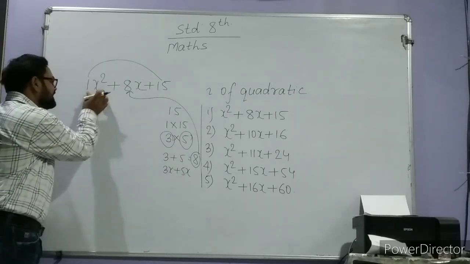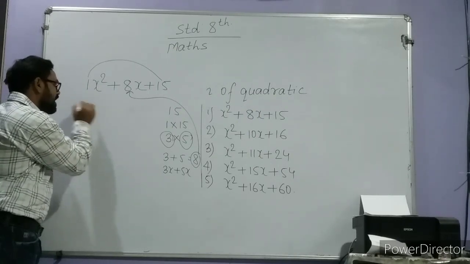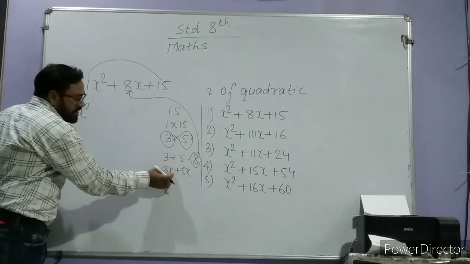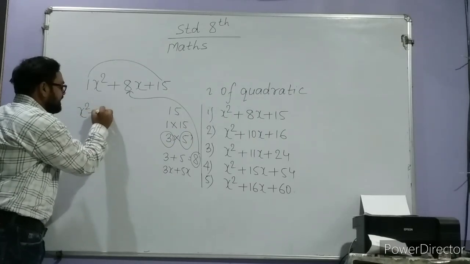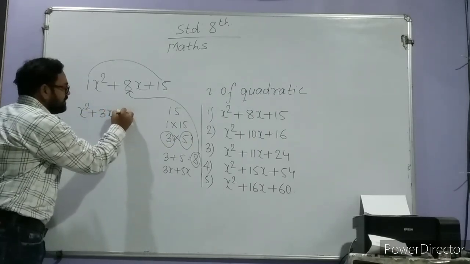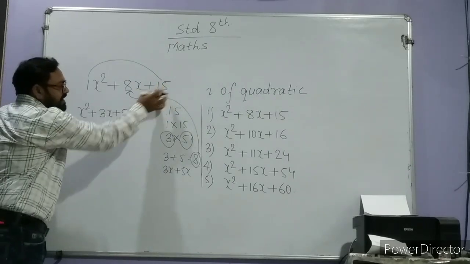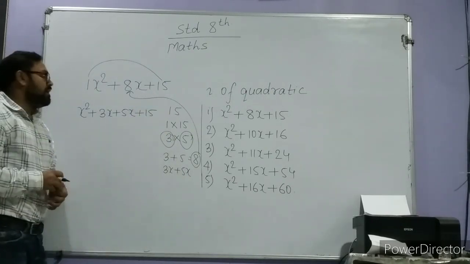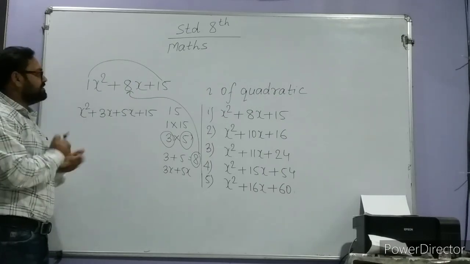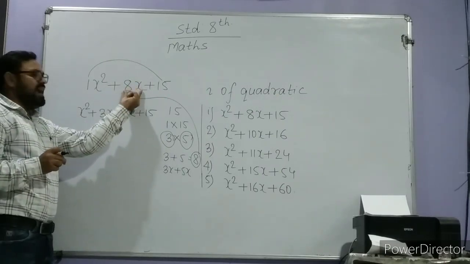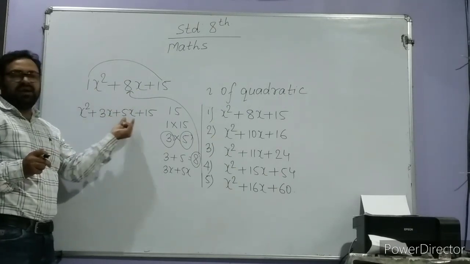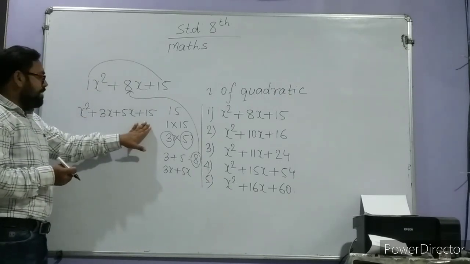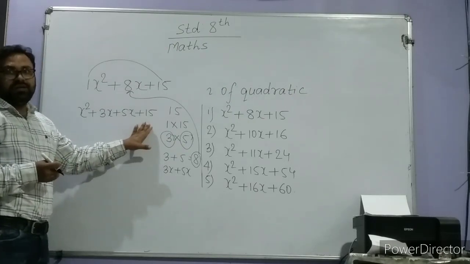So we can write x square the same. And at the place of 8x, we can write 3x plus 5x. And 15 we will write the same, plus 15. Okay, over here you can see I have substituted 3x plus 5x instead of 8x, and so we have got a polynomial containing 4 terms.